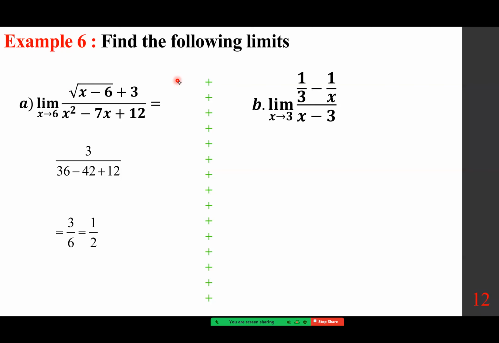First, plug in. Now this one, plug in, what do you get? 0 over 0. Beautiful, which is indeterminate. We get 0 over 0, which is indeterminate. This is a complex fraction. The technique for complex fraction is LCD, the least common denominator. As you can see, you have two fractions in the numerator.